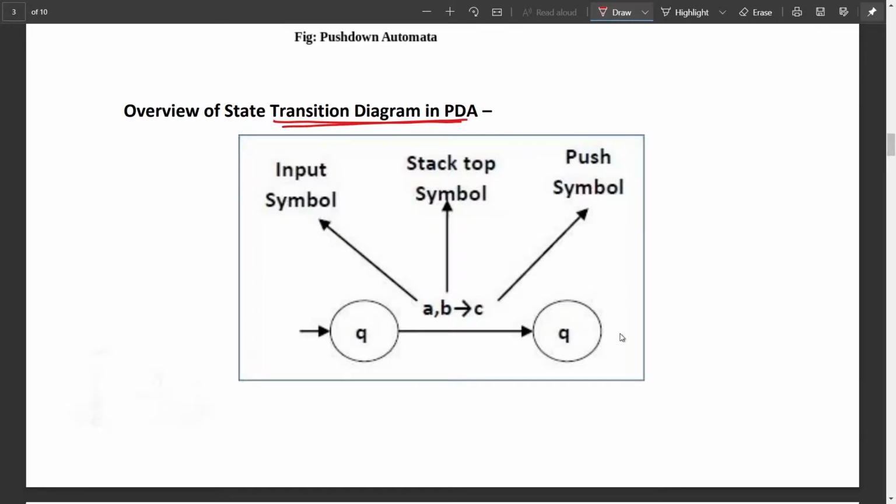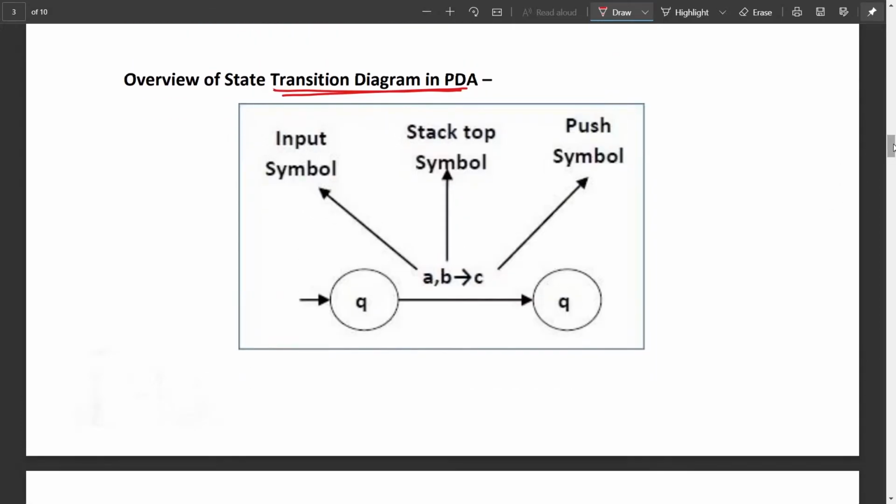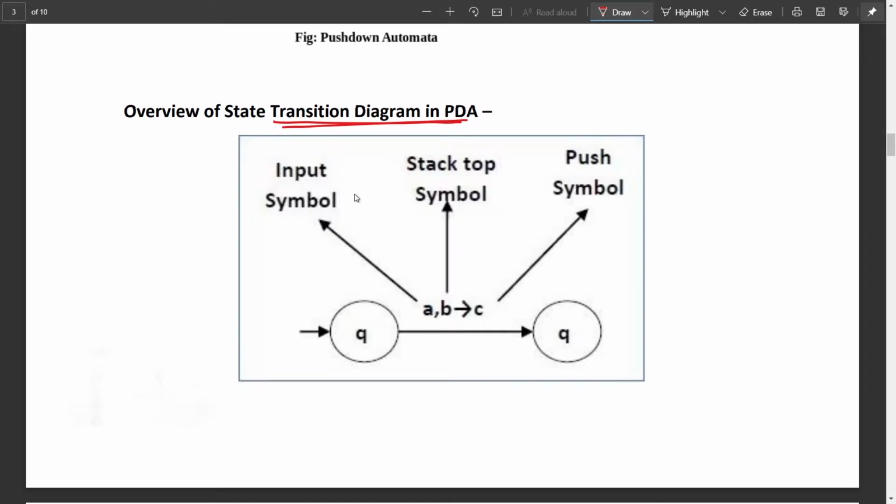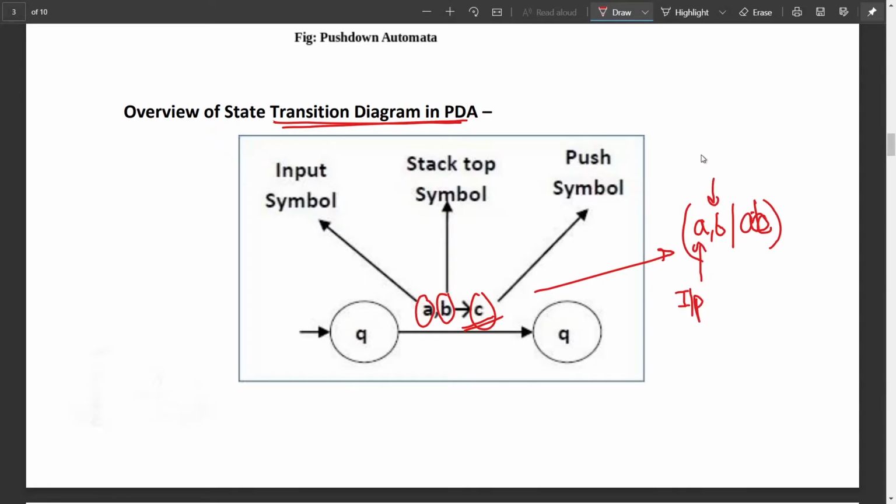What's the state transition diagram is simple. Like we define a PDA using this. We'll make one later in the video. So as you can see, this is the input symbol, this is the stack symbol or top symbol. This represents the element that is at the top of the stack at the moment, and this is the push symbol, the element that will be pushed. So we can also represent this as A comma B, AC, AB.